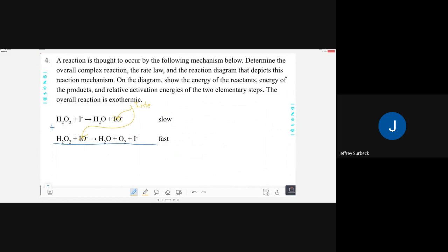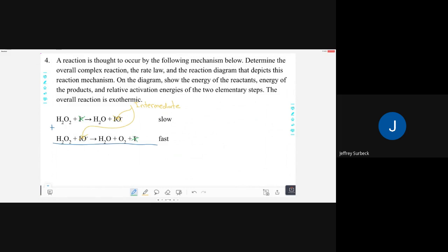Intermediate. There we go, intermediate. Yep. Now, there's one more substance that we can cross out before we add them. I negative. There we go. Now, this is new. We did not see this in our example problem from notes. I negative can cross out or cancel out.